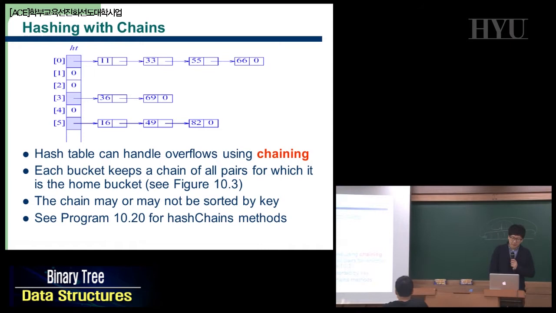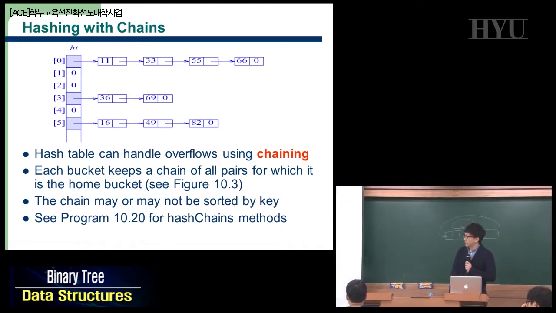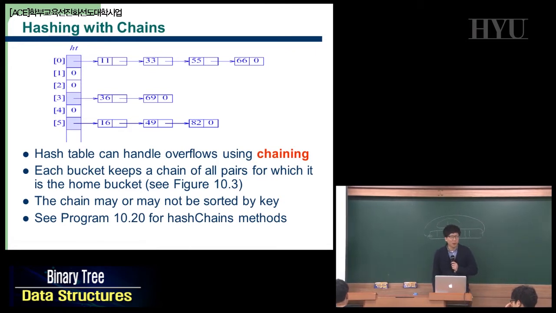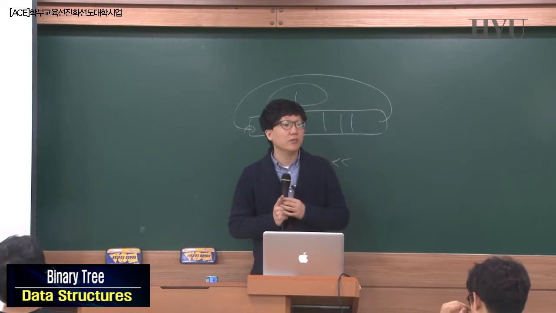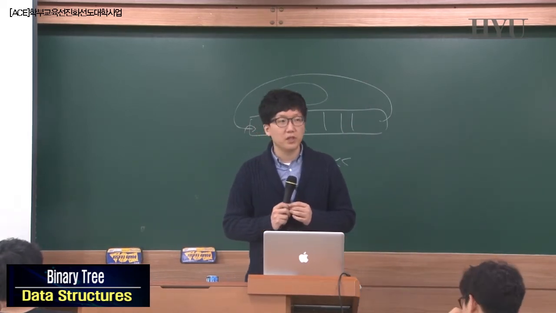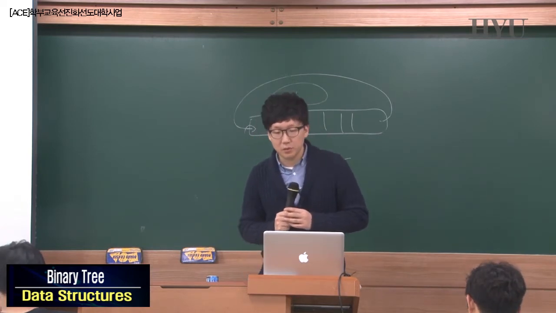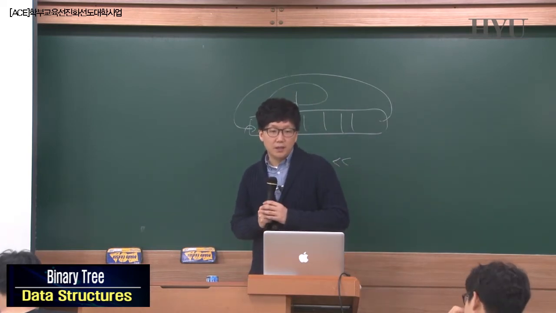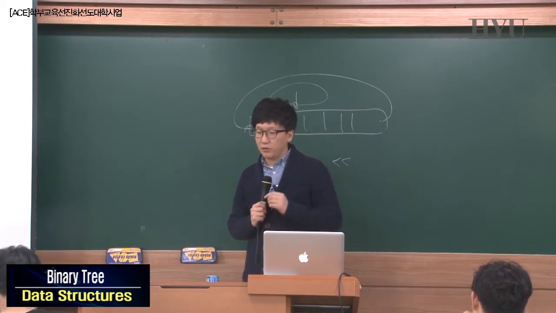So see program 10.20 for the hash chain method. If you take a look at it, it's a simple pointer operation, just adding another pointer. Just check the home bucket. If the pointer in the home bucket is empty, insert. If it's not empty, go to the end of that chain and insert. Something like that. Or insert at the beginning of the chain. It's a simple pointer operation, so not many things change from the previous code, in linear hashing for example.